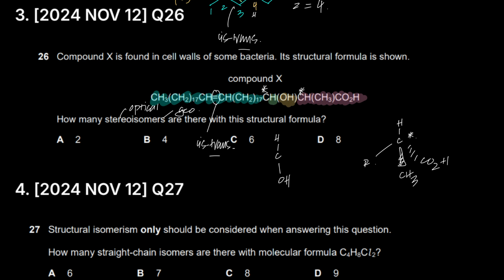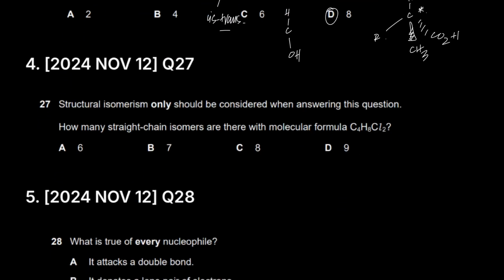So how many isomers would exist? You have 1, 2, 3. Plug it in the formula, 2 raised to the power 3. That gives you 8 stereoisomers, and D is therefore the correct option. Right? And those who don't like formulas, you can use possibilities as well, and I've taught those possibilities in my live class: RRR, RSR, RSS, and so on and so forth, right? You can check that out. Next.